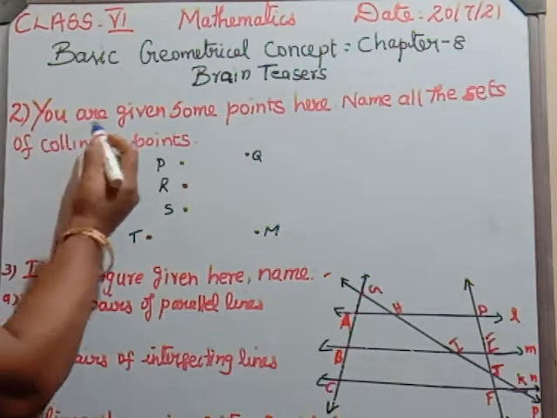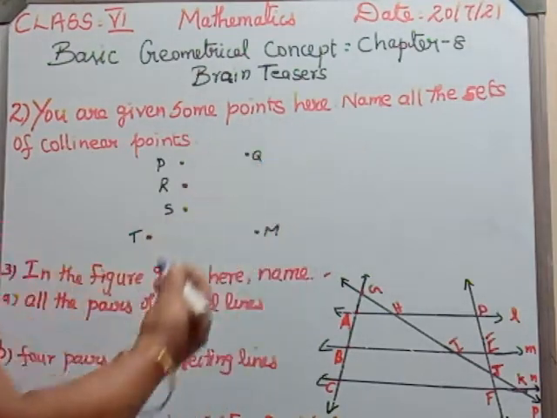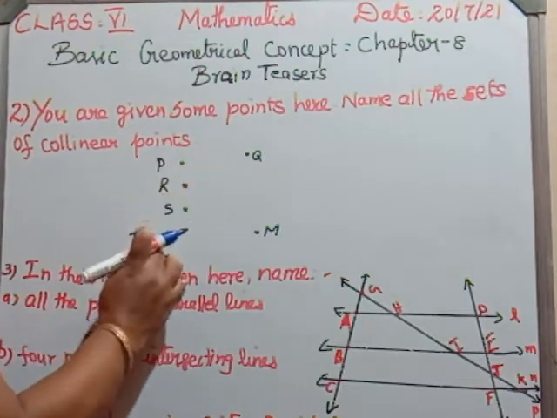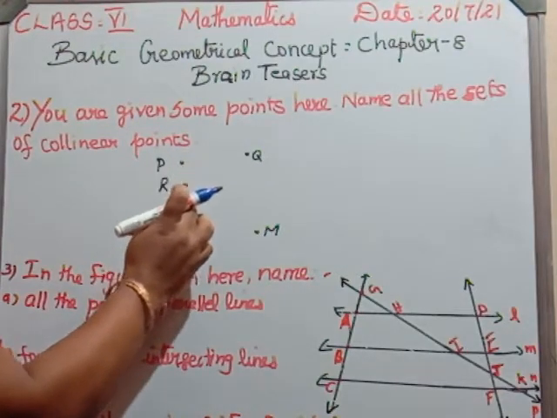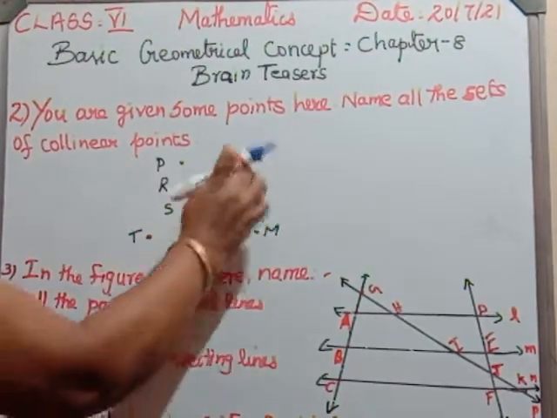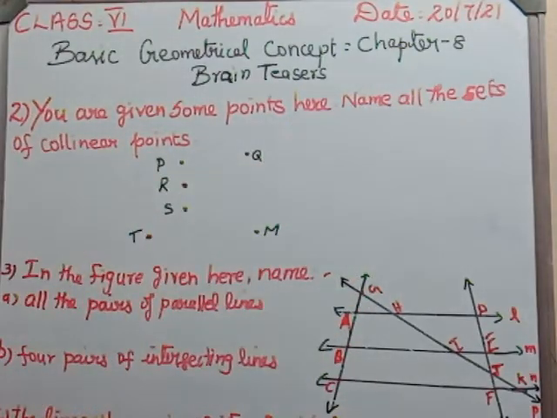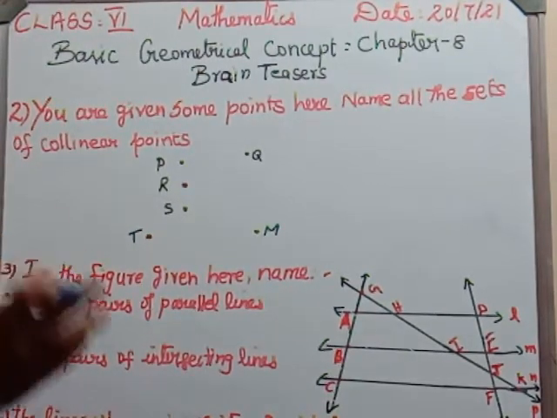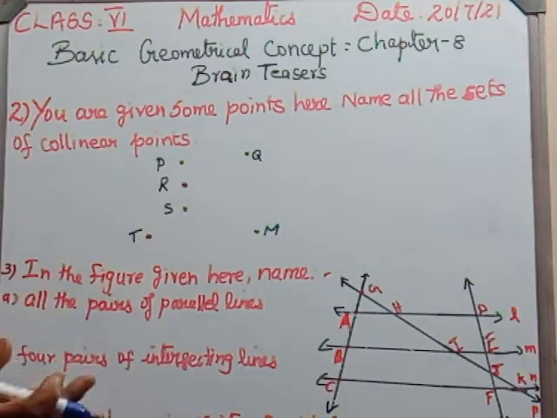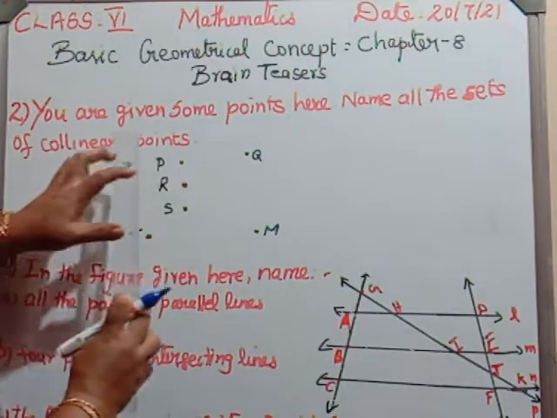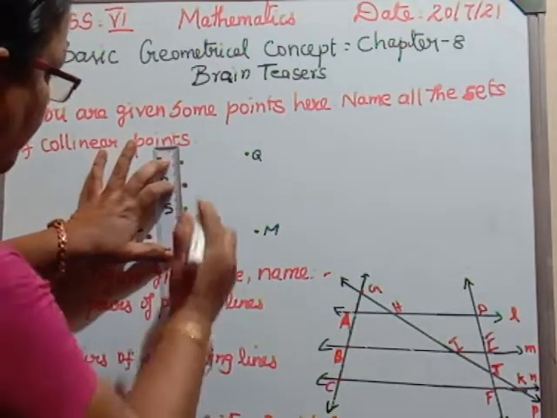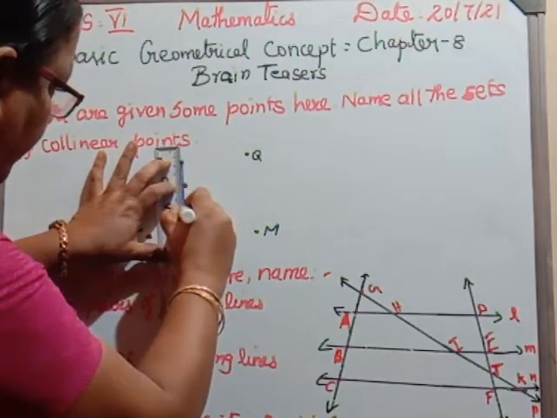Second question, you are given some points here. Here you see P, R, S, T, M, Q. Name all the sets of collinear points. What is called collinear points? Three or more points that lie on the same line are called collinear points. Now what we have to do? We have to join and see which all lie on the same line.